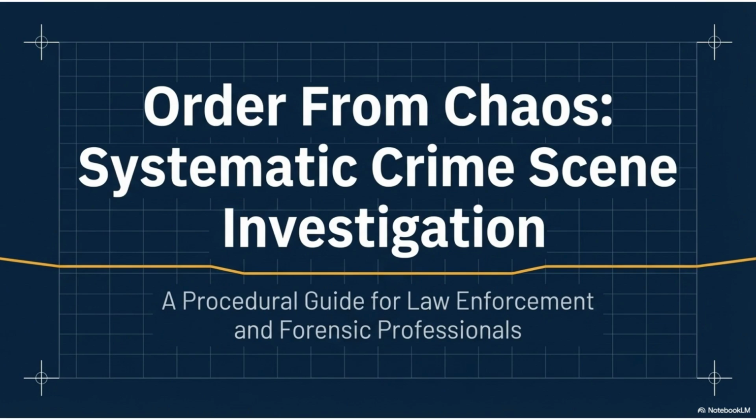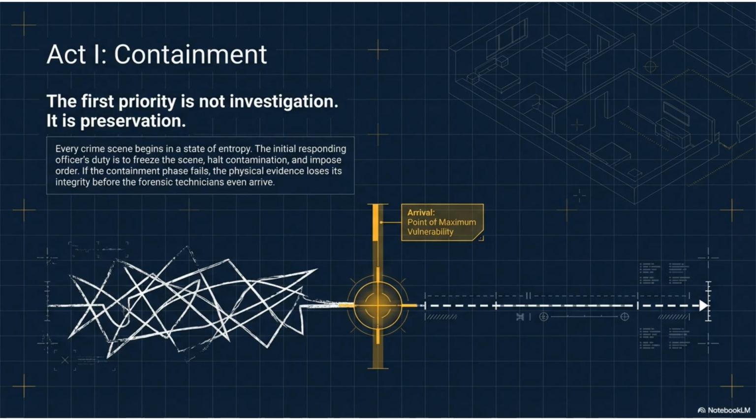Welcome to Order from Chaos, Systematic Crime Scene Investigation, a procedural guide for law enforcement and forensic professionals. Act 1 is containment. The first priority is preservation, not investigation. The initial responding officer's duty is to freeze the scene, halt contamination, and impose order. Failure in containment means evidence integrity is lost before forensic technicians arrive.